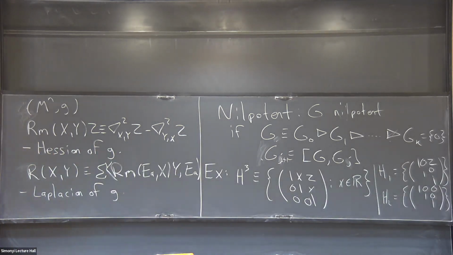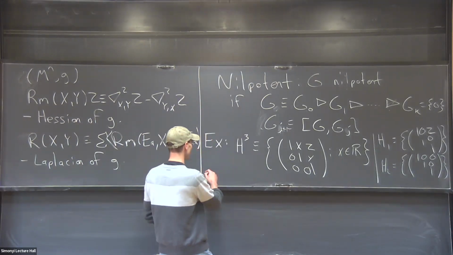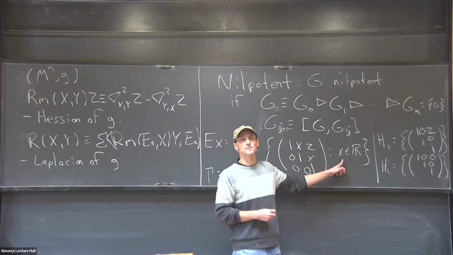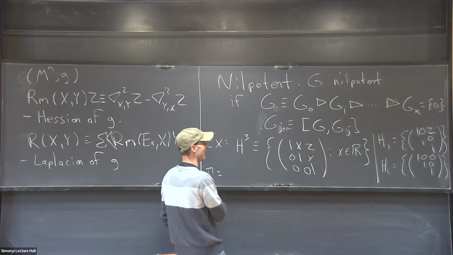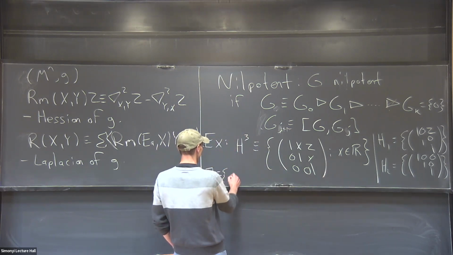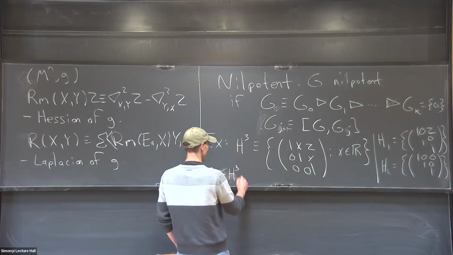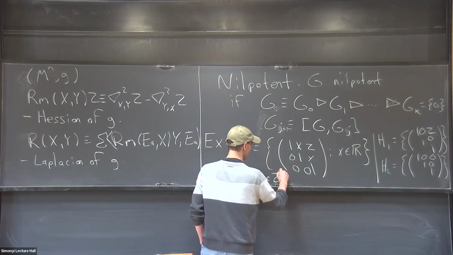Note, by the way, a fun subgroup of this that we like: if, instead of letting this be R, I let it be Z, we get a nice subgroup, a lattice of this guy. All right, so we can let X, Y, Z be in Z instead of R.